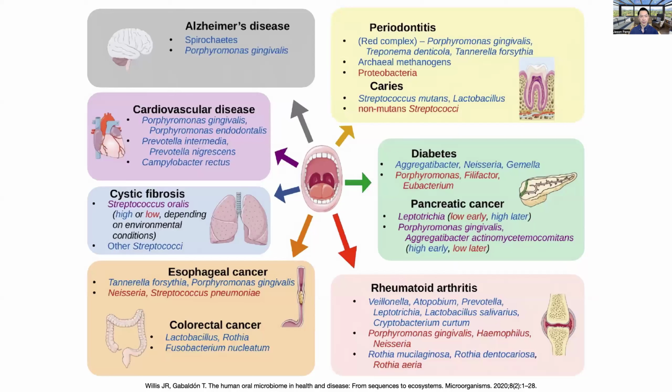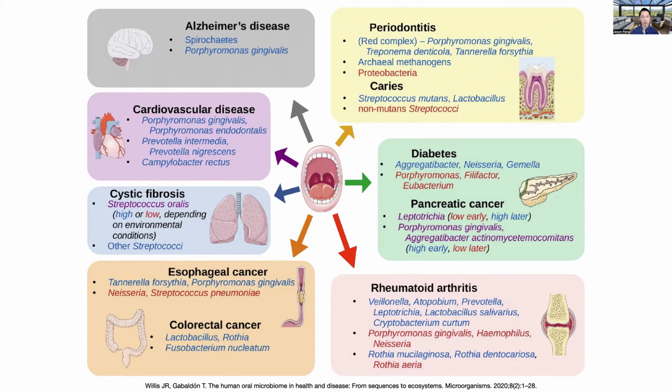So they have identified certain bacteria that are related to conditions. In the case of periodontal disease, we have the red complex bacteria, which are very highly associated: Porphyromonas gingivalis, Treponema denticola, Tannerella forsythia. These are part of that red complex. And with caries, it can be Strep mutans, it can be some of the lactobacilli or other non-mutans streptococci.